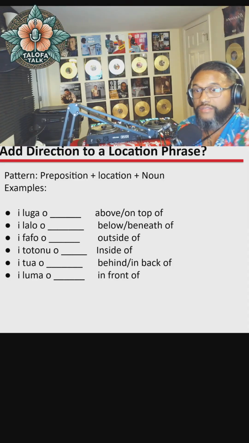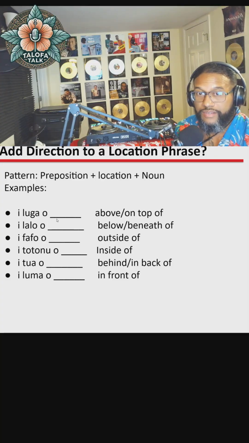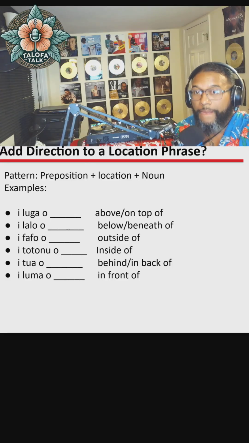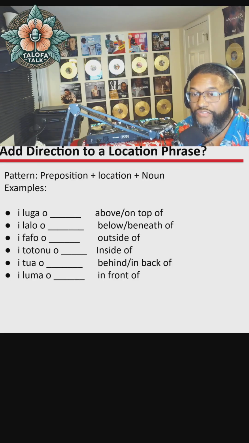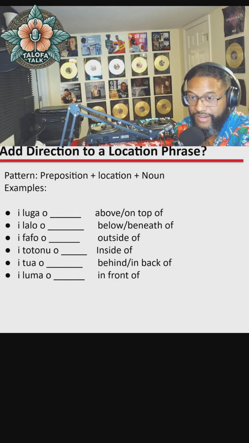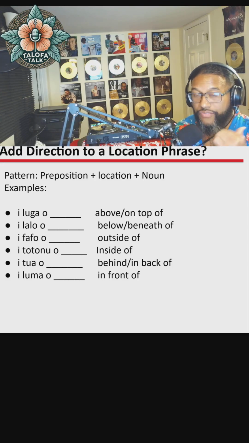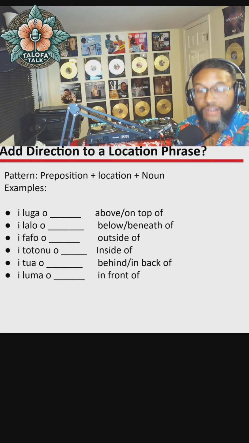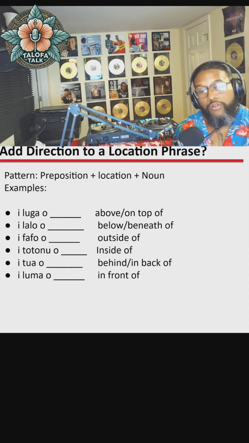I lalo o. So we're starting our preposition, remember that fancy word, i, right? Lunga is above, and then this starts our subject: on top of what? O le fale. For all of these, we'll just say fale because most people know fale is house, right? I lunga o le fale, on top of the house. I lalo o le fale, below the house. If I say i fafo o le fale, outside of the house. I totonu o le fale, inside of the house. If I say i tua o le fale, behind or in back of the house. If I say i luma o le fale, in front of the house. So i lunga o, i lalo o, i fafo o, i totonu o, i tua o, i luma o. All right.